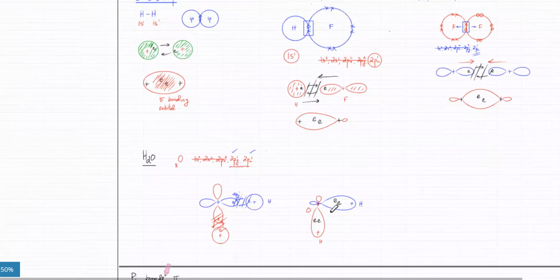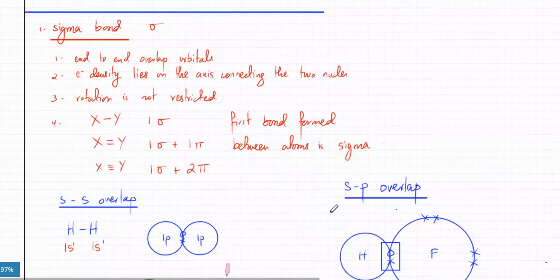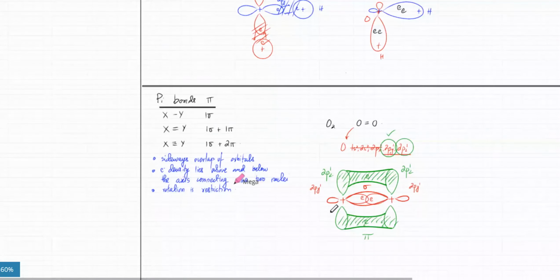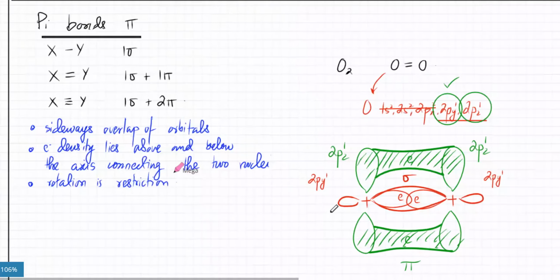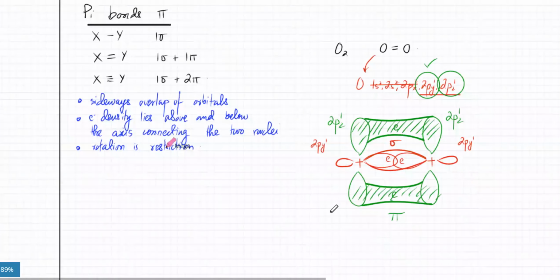What are the other properties that we wrote for sigma bonds? The other one is the same one. So those are the properties of pi bonds. Remember, it's always going to be a sideways overlap of orbitals. So we're going to do another example. Let's do the example of a triple bond.